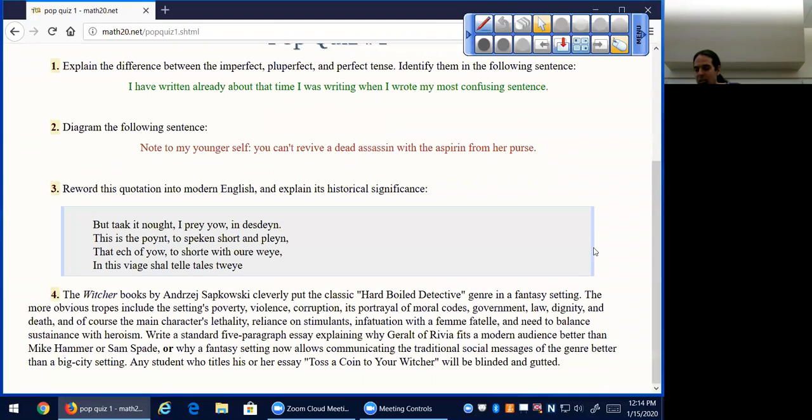Okay, pop quiz number one. I have to move, can I move myself off the screen? There we go. Can anyone do any of these? Pluperfect. Anyone do diagramming sentences in elementary school? I did, but I'm really old. I don't remember elementary school. I don't remember any of this. You didn't do sentence names. Anyone recognize the quotation as number three?